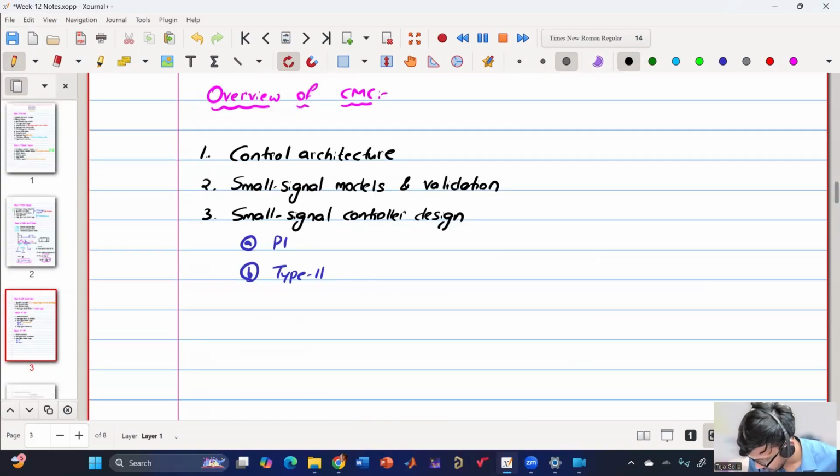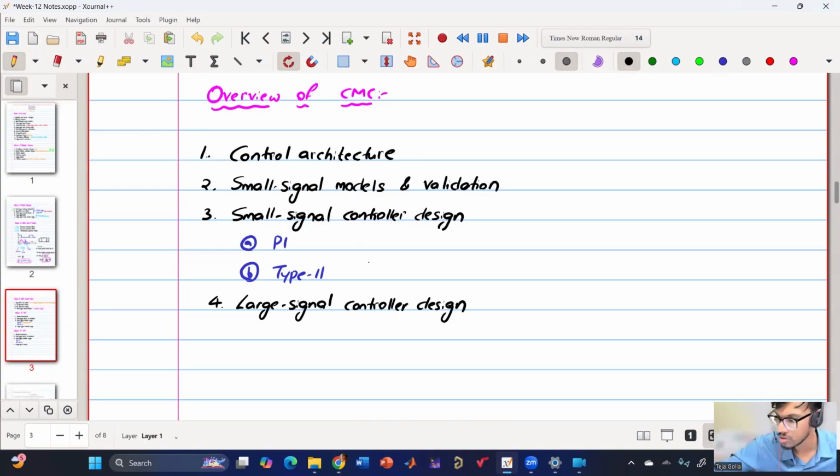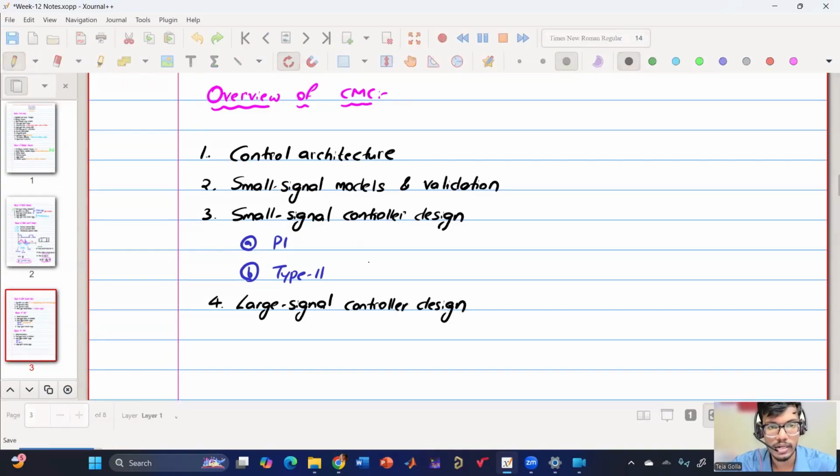Then here also we have a large signal controller to achieve time optimal performance. So till this point, any doubts you have?